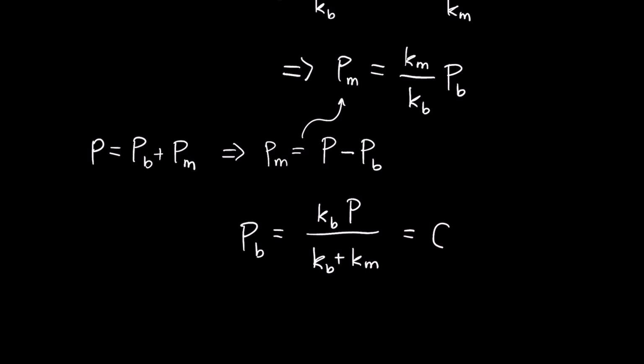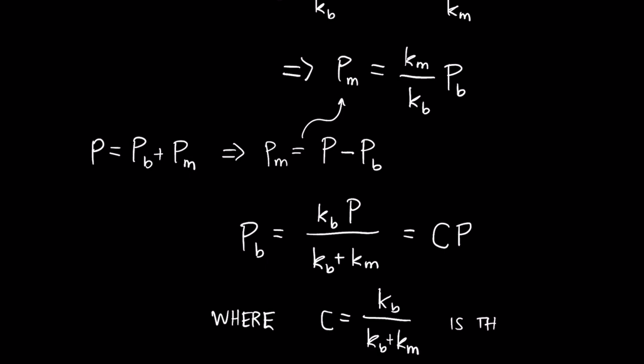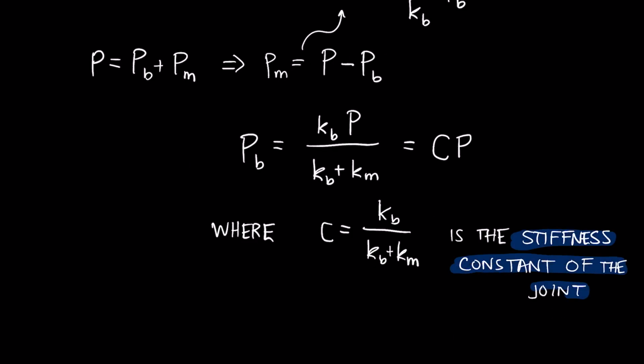And we also will write that as CP, where C is a very important constant in the analysis of bolted joints. It is equal to KB over KB plus KM, and it is called the stiffness constant of the joint. Okay, so I highlighted a bunch of stuff there because this is very important. This is the key to understanding the power of bolted joints.